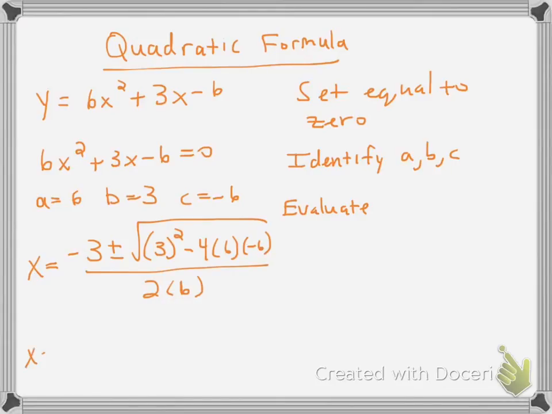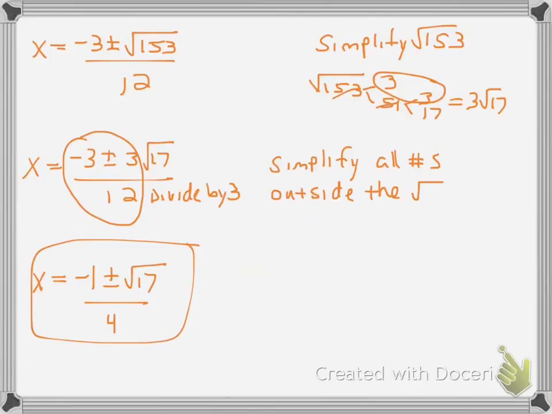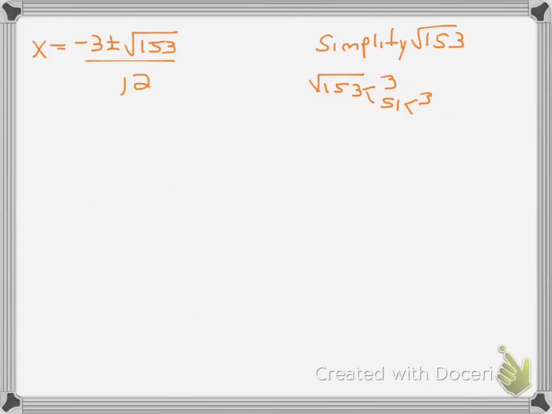Now, once you do that, get that number, the discriminant, the number underneath the square root. You end up getting 153. So we're at this point: negative 3 plus or minus the square root of 153 over 12. Now what you need to do is simplify the square root of 153. That's the biggest part. The square root of 153 can get broken down by 3 times 51.